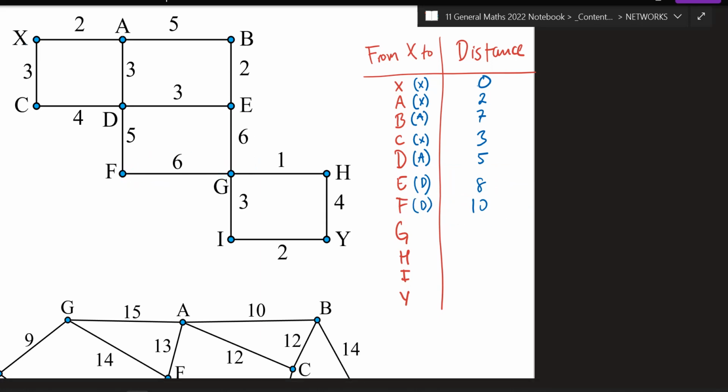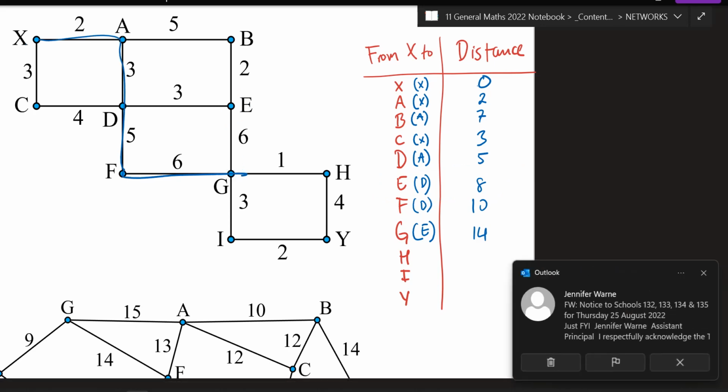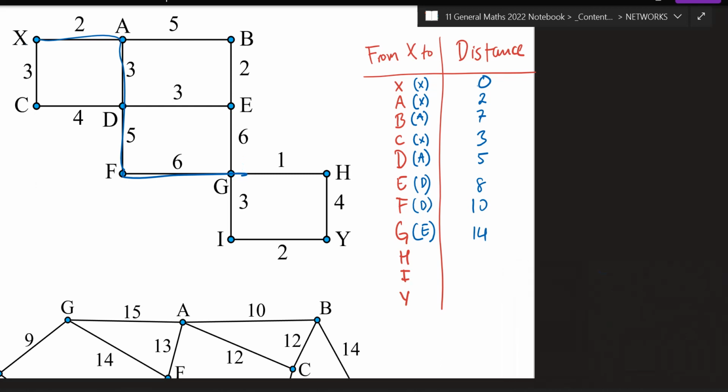So it's actually better to go from E, because you're only at 8 at that point, and then you only have to add another 6. So 8 plus 6 gives you 14, which is better than going from F, because that will give you 10 plus another 6, which is 16. So it's higher than this path so far.